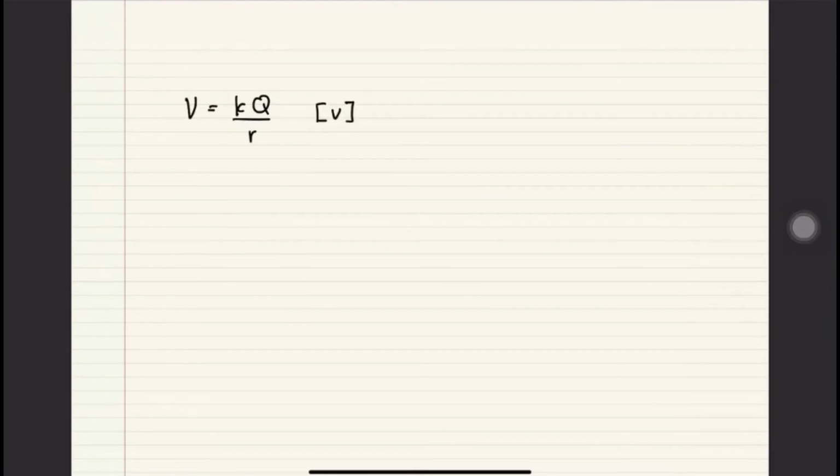Okay, and then you learn about work. Work here is Q naught delta V. So the Q naught here is the test charge. This is the moving one, the one that is moving, that moves around. Where delta V there is equals to V final minus V initial.